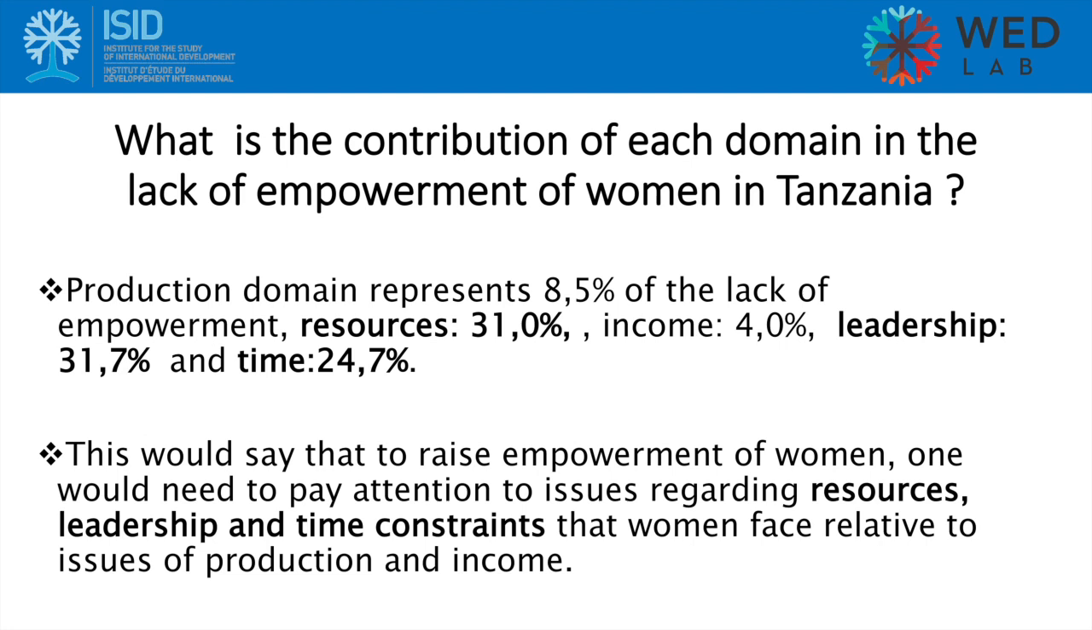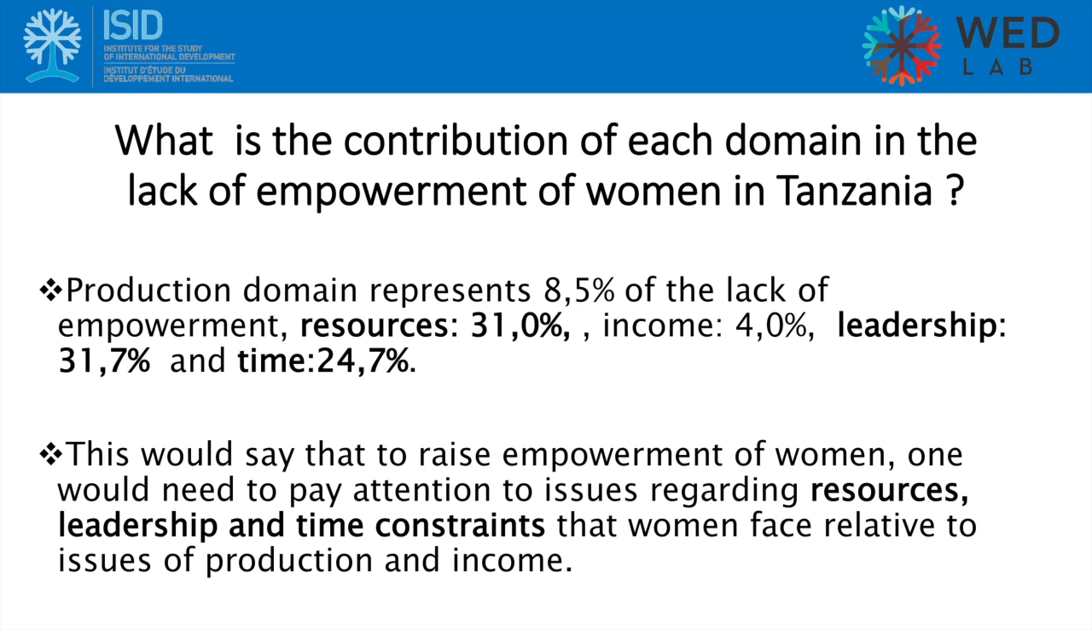If you remember, the domains are production, resources, leadership, time, and income. Right? And so what we know from the baseline is that, in fact, each domain is important. I mean, really, the lack of empowerment only represents 8.5% overall.